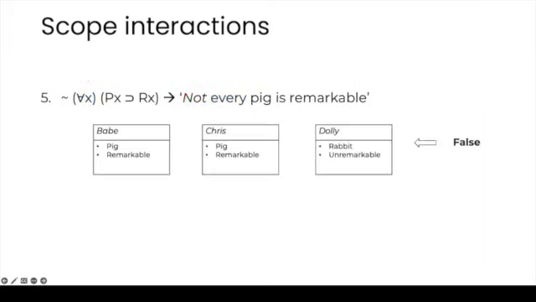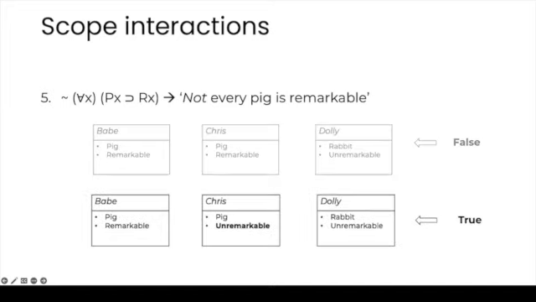And this is a situation in which sentence 5 is false. Why? Because every pig in existence is remarkable. But if you look at this other one, it is true because there is at least one pig that is not remarkable. So there is at least one thing that is a pig and is unremarkable.